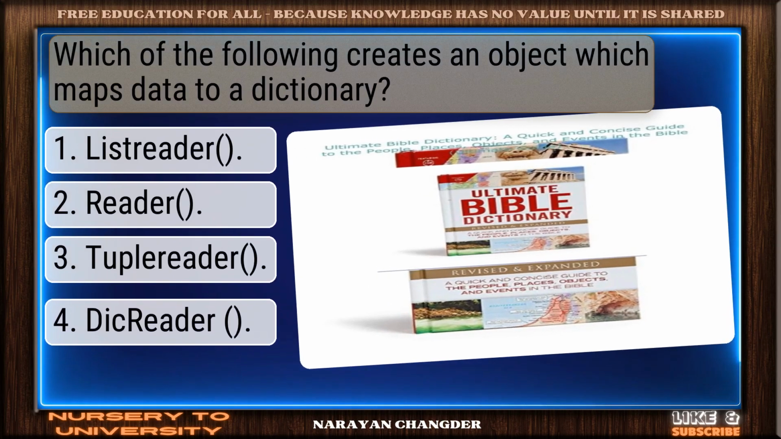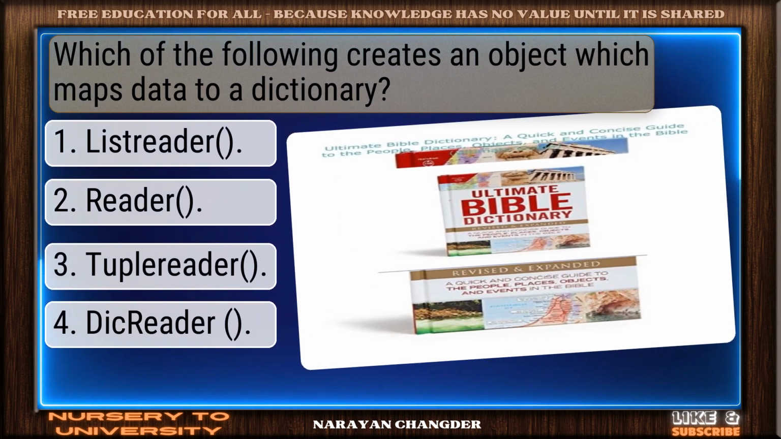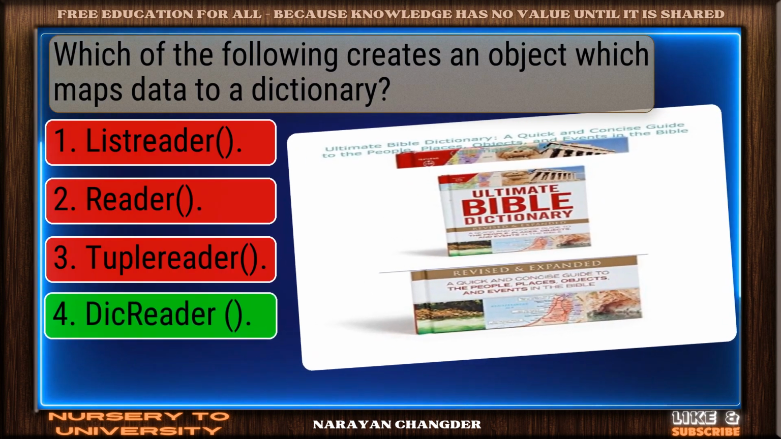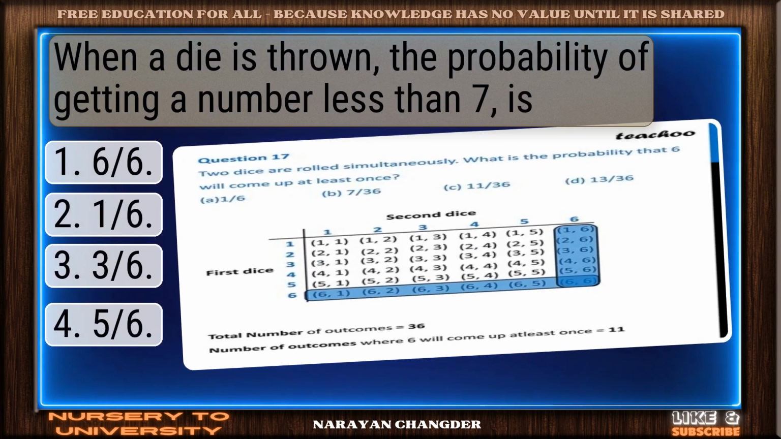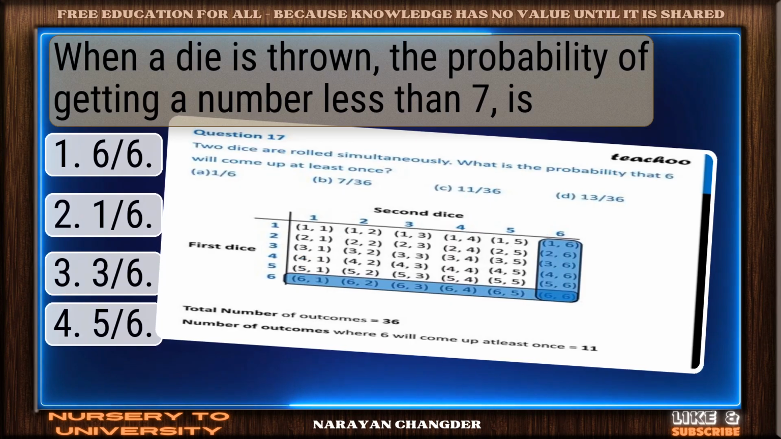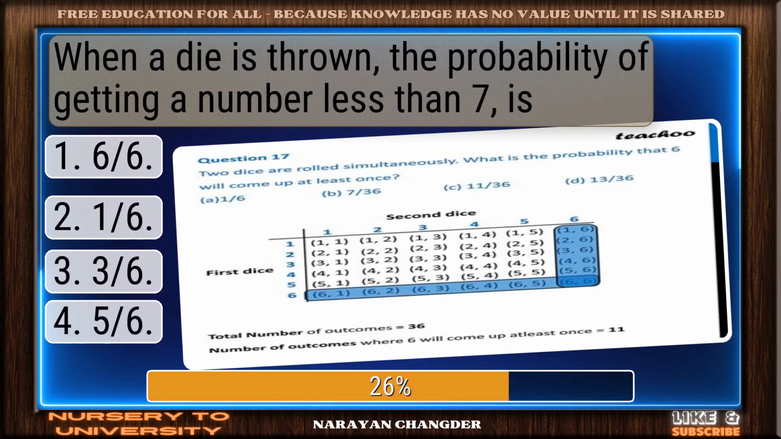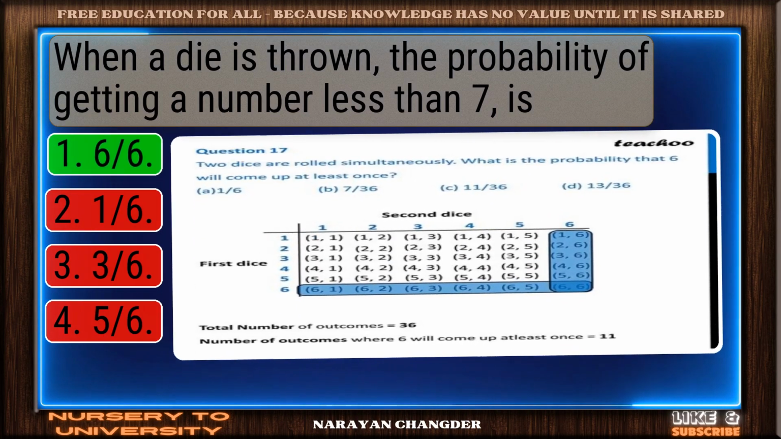Question number 68. Which of the following creates an object which maps data to a dictionary? Right choice. DictReader is the best answer. Question number 69. When a die is thrown, the probability of getting a number less than 7 is. Bravo, 6/6 is the answer.